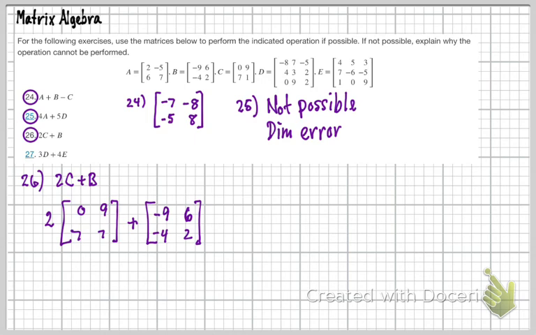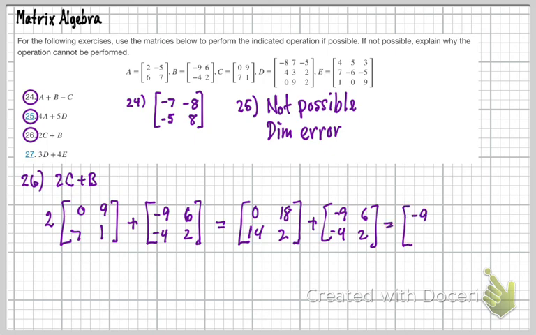So then for the first one, I'm going to get 0, 18, and 2. So there's the 2C now, plus the negative 9, 6, negative 4, and 2. I'm just going to add those together now. So I'm going to get negative 9, 24, 10, and 4. So there's the final answer for the third one.